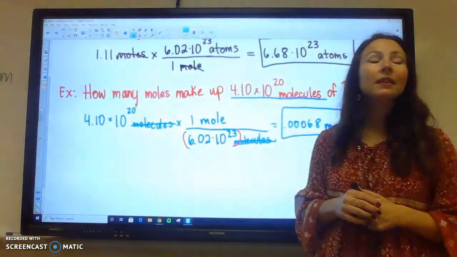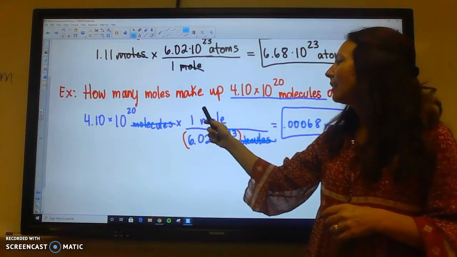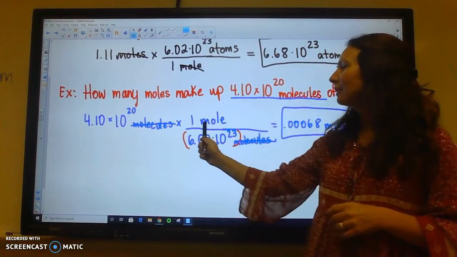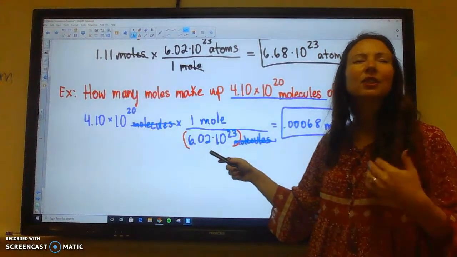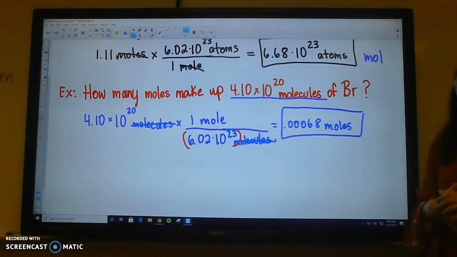Yep. So you could do 4.10 times 10 to the 20th times 1 divided by, so this line means that you're doing a division. It's just disguised as a fraction. And then the denominator amount.